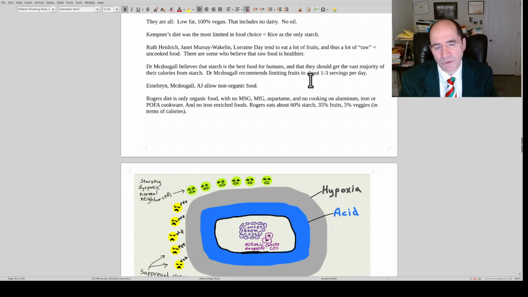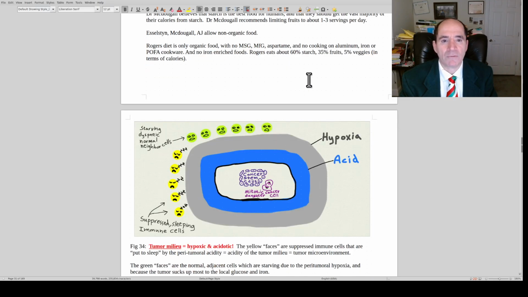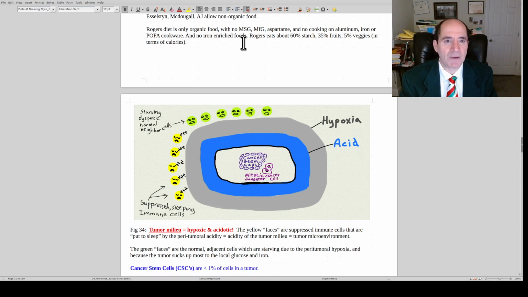And there's other issues with fruits. They're more expensive. They don't store so well, and nowadays there's the whole pesticide issue, which is not resolved yet exactly how to best handle that. For myself, I'm even fussier than this. I won't eat anything with MSG, MFG, aspartame. Won't cook on aluminum things. Minimize iron. Okay. I actually eat about 35% fruits currently.